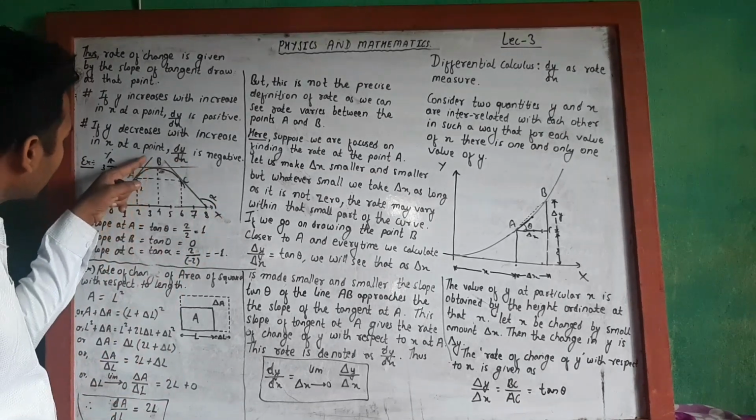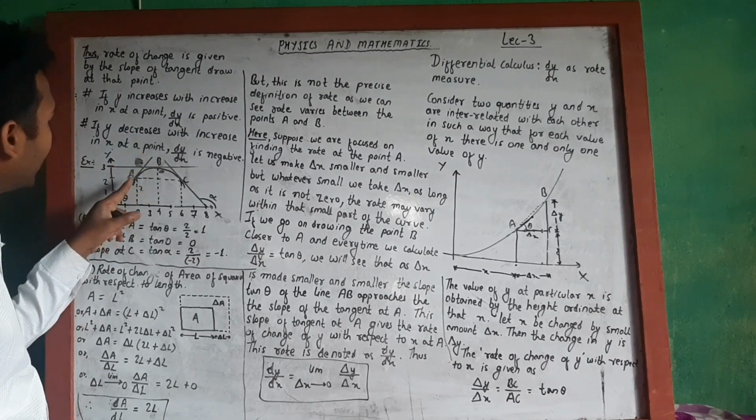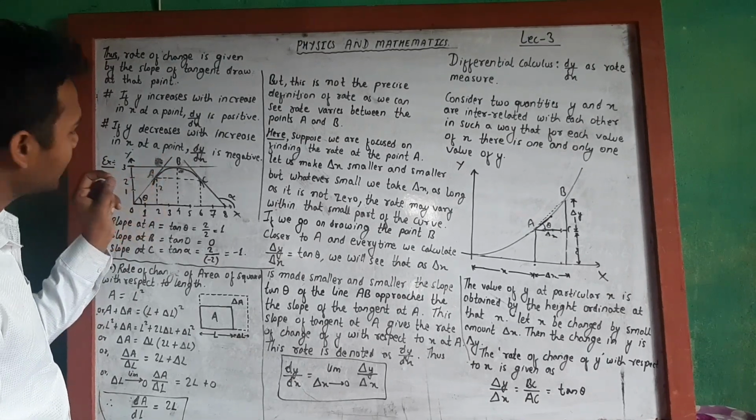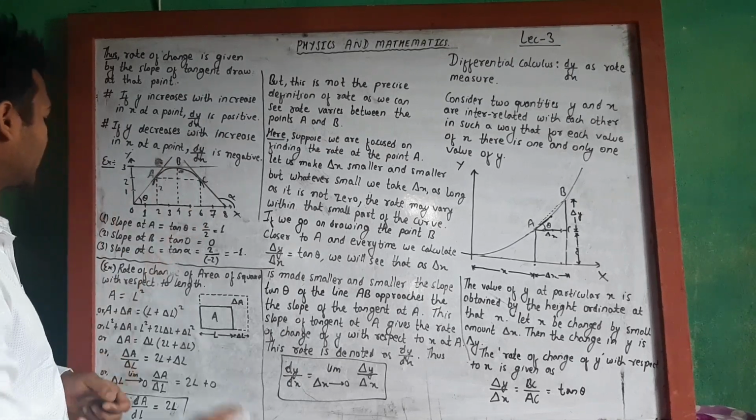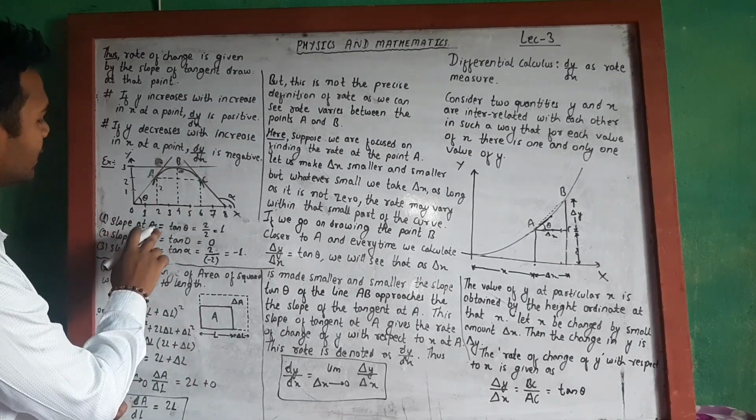Now let us calculate the slope of these tangents to find the rate of change of y with respect to x at these particular points. Let's see here, slope at A is equal to tan theta.